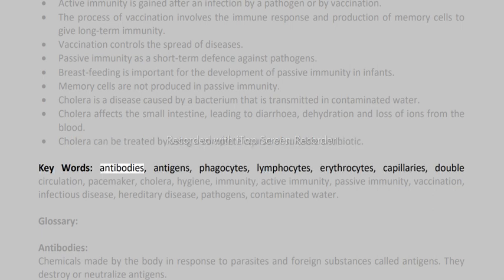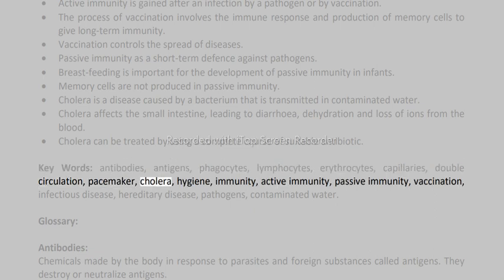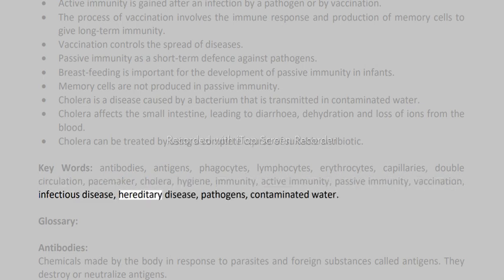Keywords: antibodies, antigens, phagocytes, lymphocytes, erythrocytes, capillaries, double circulation, pacemaker, cholera, hygiene, immunity, active immunity, passive immunity, vaccination, infectious disease, hereditary disease, pathogens, contaminated water. Glossary.